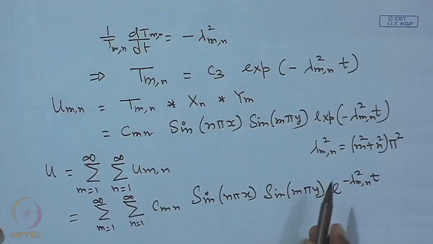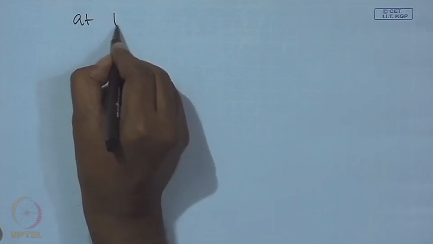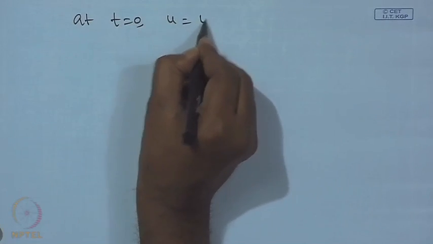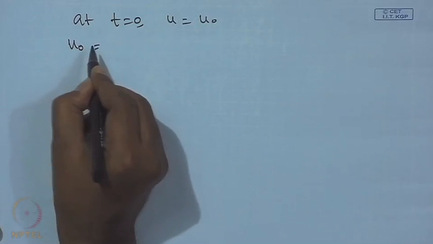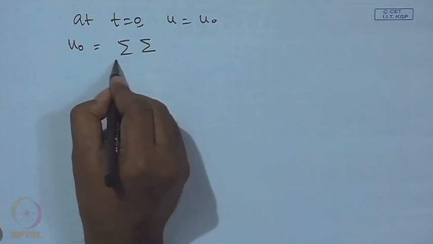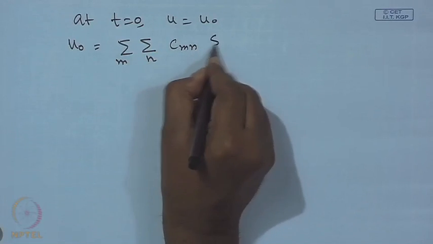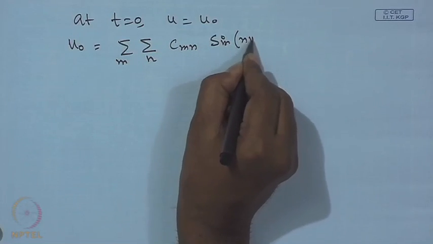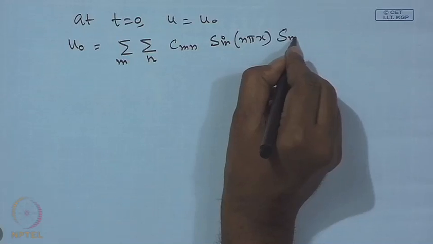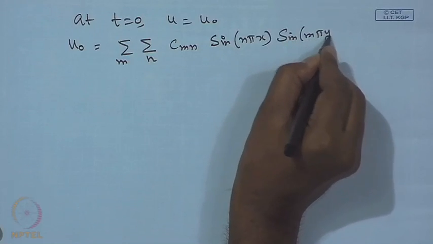We have already utilized two boundary conditions in x, and two boundary conditions in y. So, one initial condition at t equal to 0 is unutilized. We use that: at t equal to 0, u was equal to u naught. So, we put it that u naught is equal to the double summation, one over m, another over n, C m n sin n pi x sin m pi y.